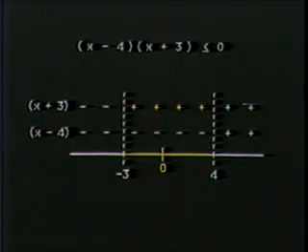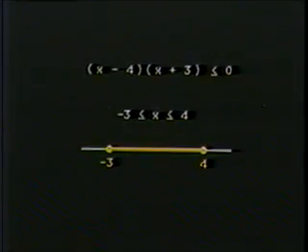First of all, I factor and get these two brackets with a product which is negative or 0. So I know my two factors have to have opposite signs. I draw my number line and show the intervals where each of the brackets is positive and negative. What I need is one of each, so I choose that interval in the middle which has one of each. And I find that my answer is that x can lie between negative 3 and positive 4.